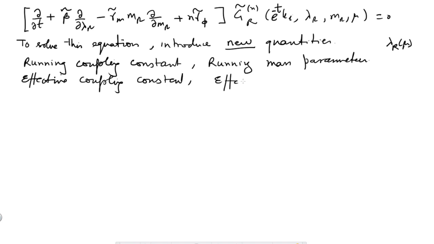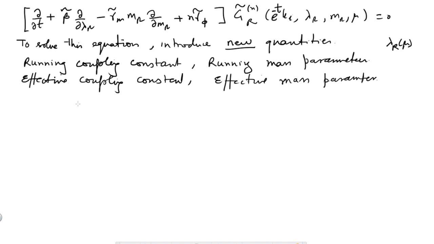And this is also called effective mass parameter. So I'm not going to give you a direct functional form of these running coupling constant and running mass parameter. Rather, the way we define it is through a differential equation that this satisfies. A first order differential equation that the running coupling constant and the running mass parameter satisfy, and specify the boundary condition. Once you have specified the boundary condition and given the differential equation, the solution is unique, and that you can solve to get that function. So we'll define it through the differential equation and the boundary condition.